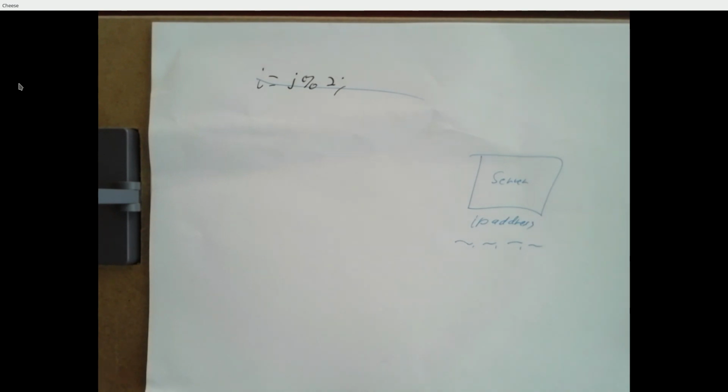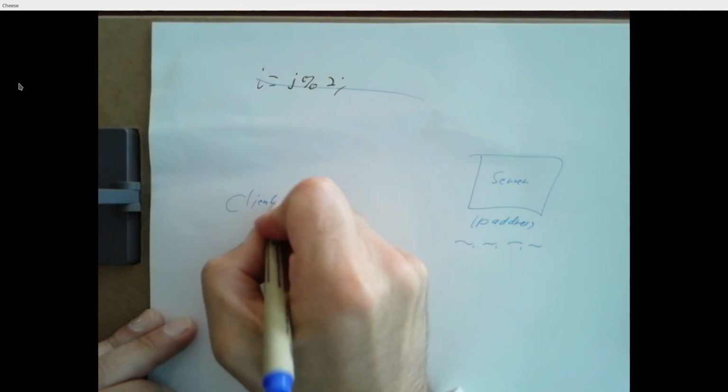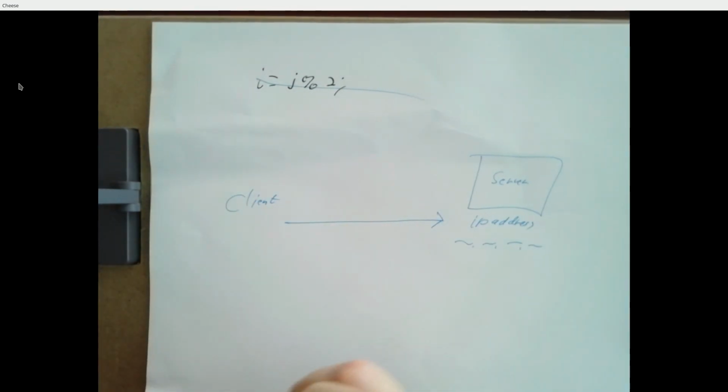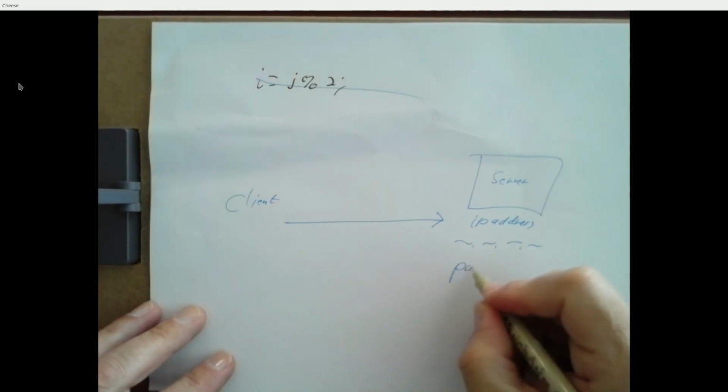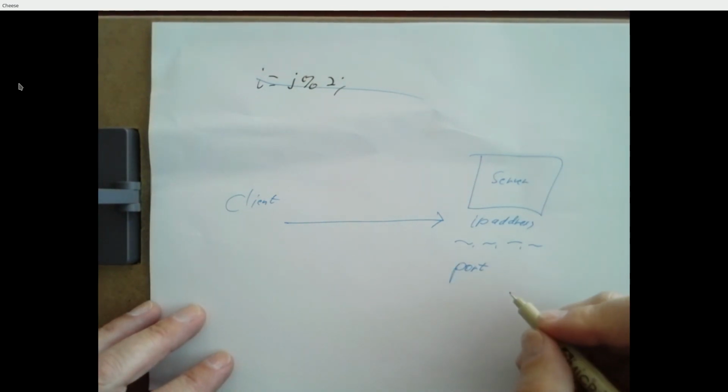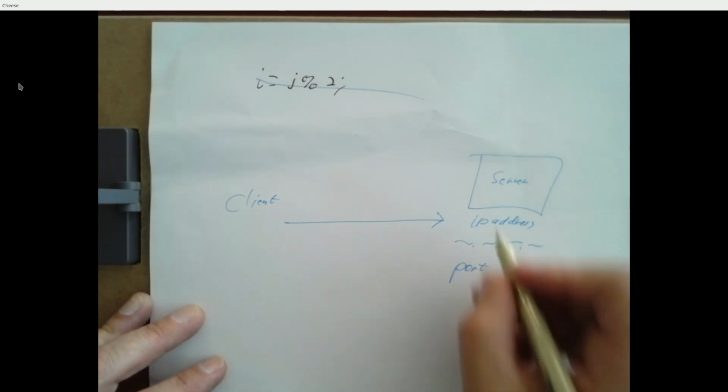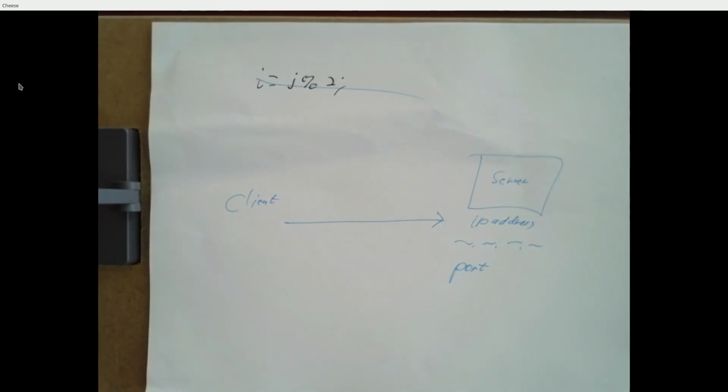And so your client can ask to talk to a machine by using an IP address, as well as a particular location on that machine called a port. So the IP address and the port combination identifies a unique piece of software running on the server.